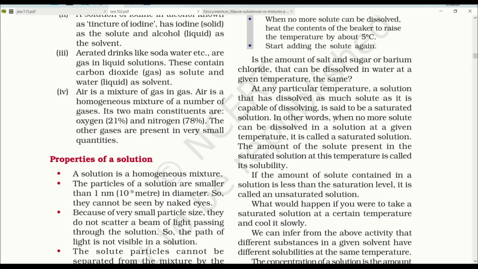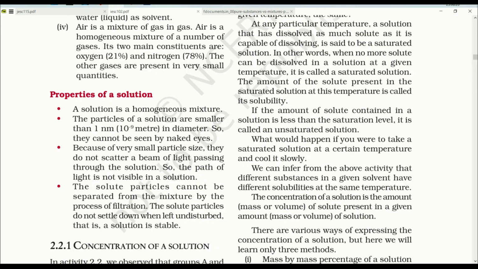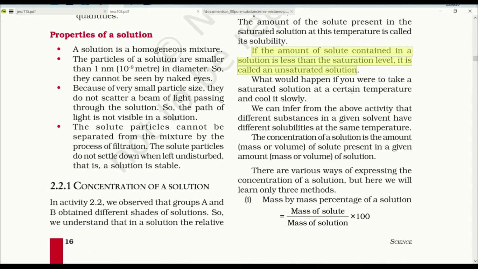In other words, when no more solute can be dissolved in a solution at a given temperature, it is called a saturated solution. The amount of solute present in the saturated solution at this temperature is called its solubility. If the amount of solute contained in the solution is less than the saturation level, it is called unsaturated. If you can keep on dissolving salt or sugar in the water, the solution will be called unsaturated. What would happen if you were to take a saturated solution at a certain temperature and cool it slowly? We can infer from the above activity that different substances in a given solvent have different solubility at the same temperature.